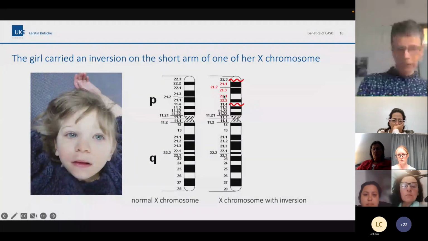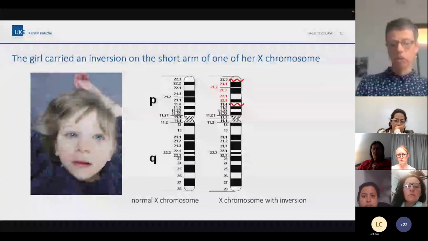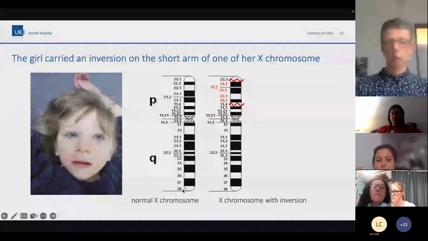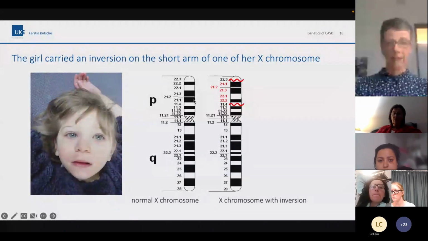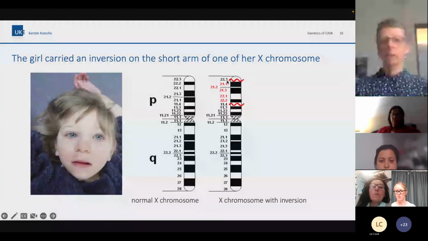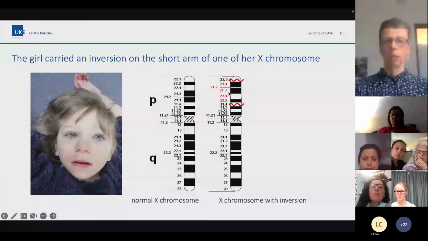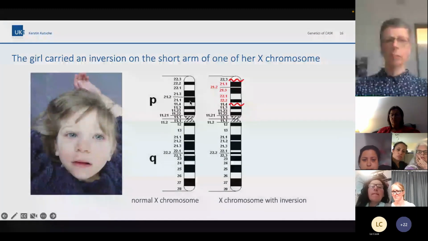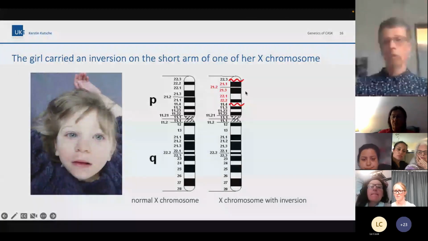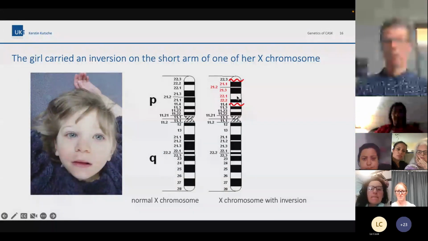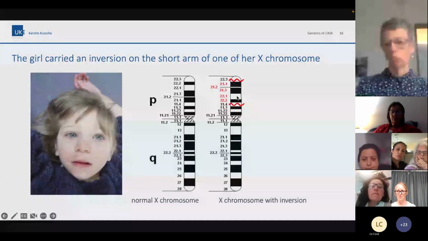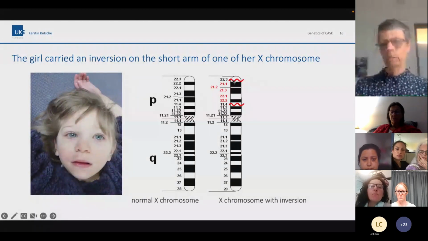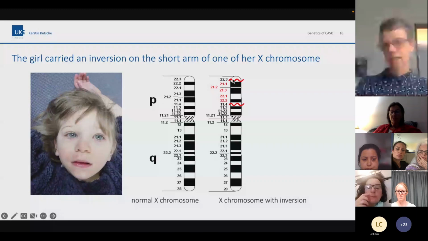So this was not the right chromosome. This was not an X chromosome, which I showed you on the previous slide. So this is the X chromosome of the girl. This is on the left, it's a normal one, and you see the different bands on the X chromosome. And on the right, you may appreciate that here on the short arm of the X chromosome, in this area, this part is inverted when you compare it to the left one, to the normal X chromosome in the girl. So here you see that she has an inversion of one of her X chromosomes. And now we wanted to study the breakpoints of the inverted X chromosome of this girl.